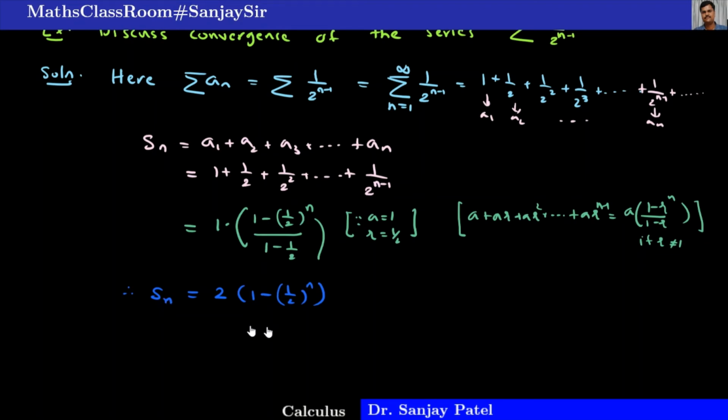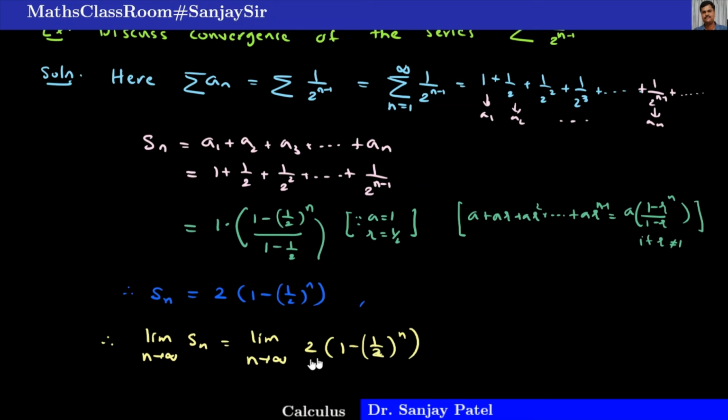Now it is easy to find the limit of this new sequence, where Sn is the sequence of partial sums of the given series. According to our definition, if the limit of Sn exists, then the series is said to be convergent. So let us find whether this limit exists or not. The limit as n tends to infinity of Sn means the limit of the sequence 1 minus 1 upon 2 raised to n.